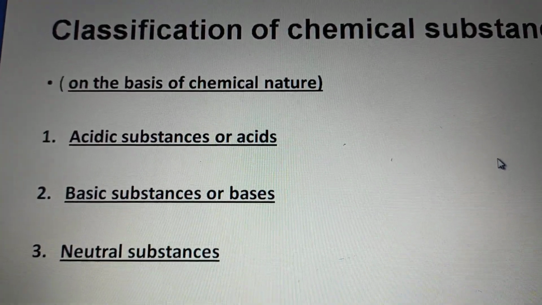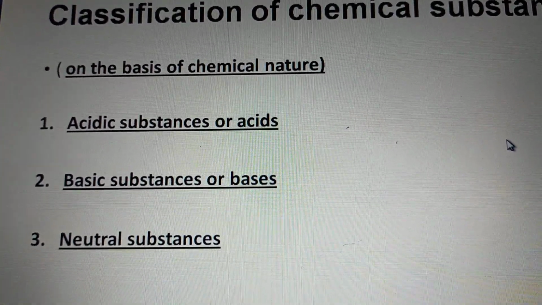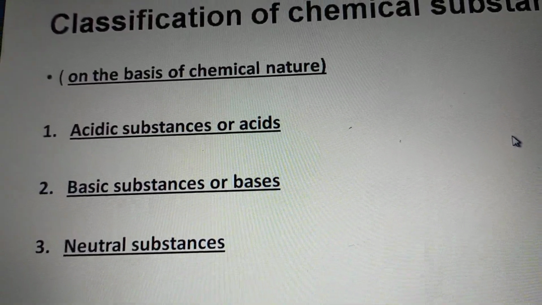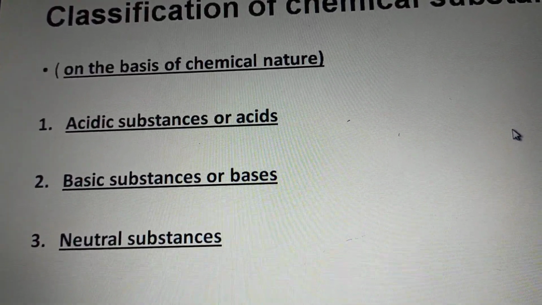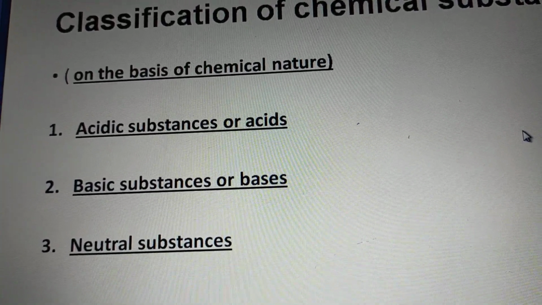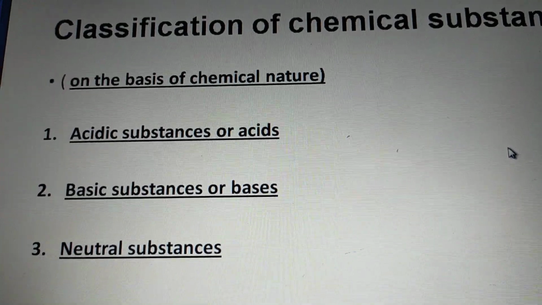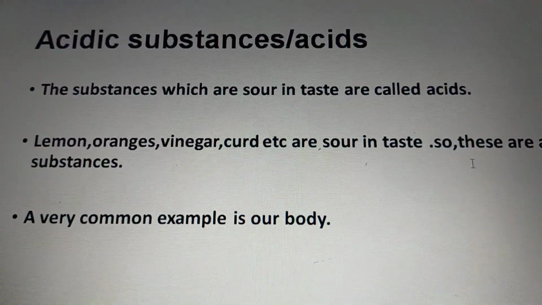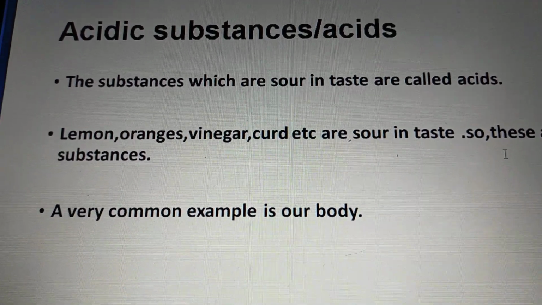This classification of chemical substances is on the basis of chemical nature. So, chemical substances are classified as acidic substances, which are called acids, basic substances, which are called bases, and neutral substances. We have to study about all these things in detail. Now, let's start with acidic substances, which are called acids.